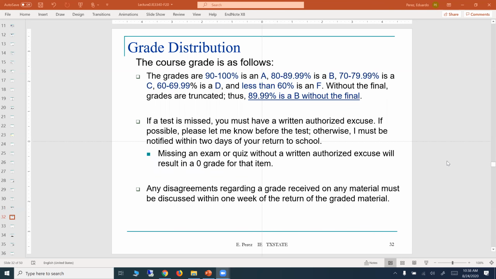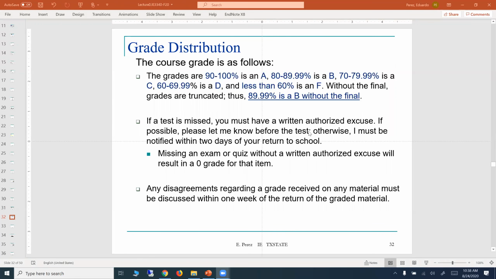I would not curve without the final. So if you want to, you have to make sure that you follow this. If a test is missed, you must have a written authorized excuse. If possible, please let me know before the test. Otherwise, I must be notified within 2 days of your return to school.